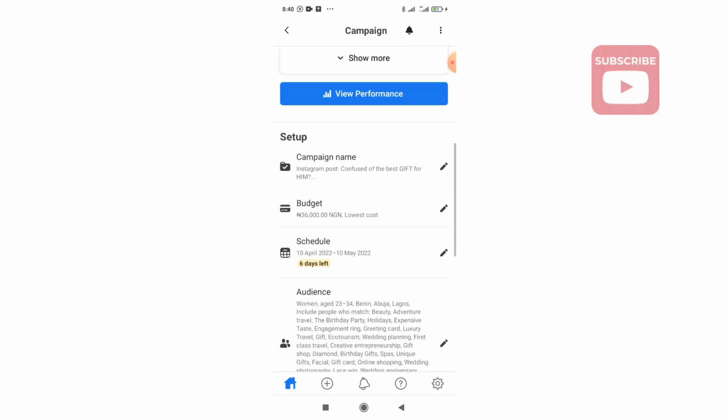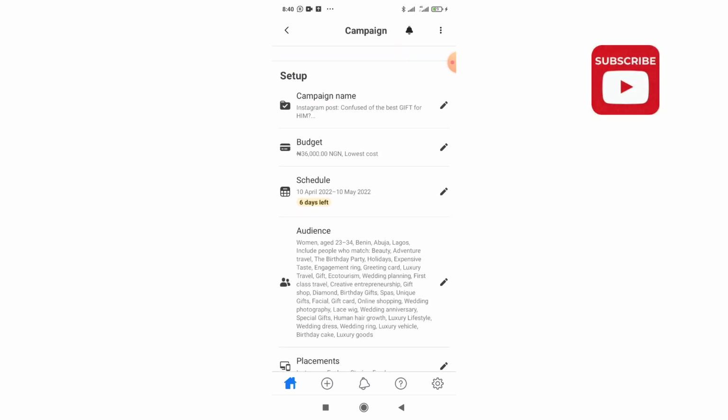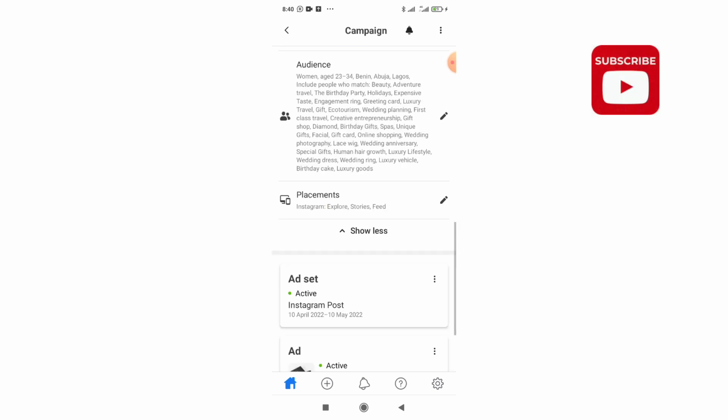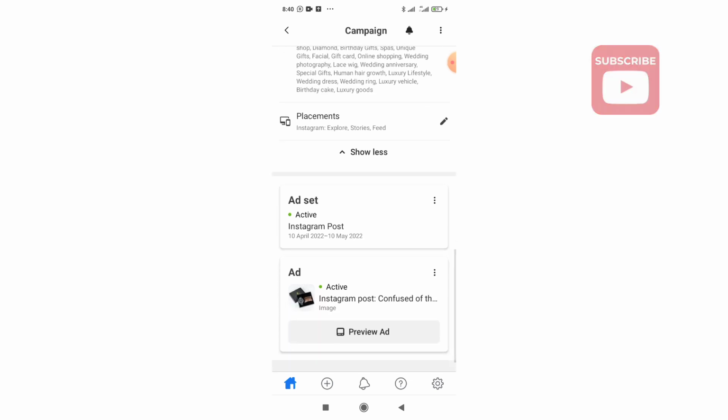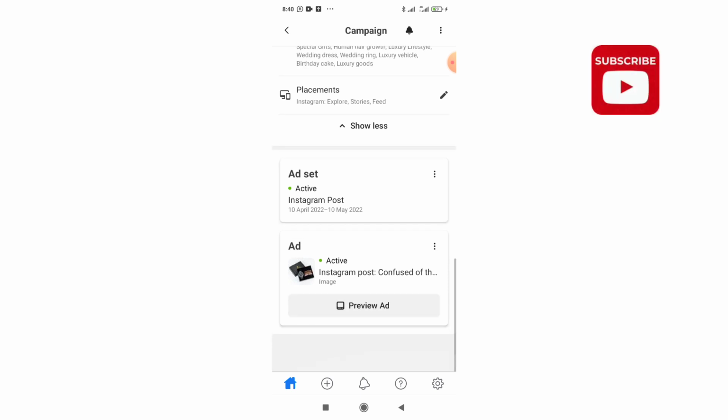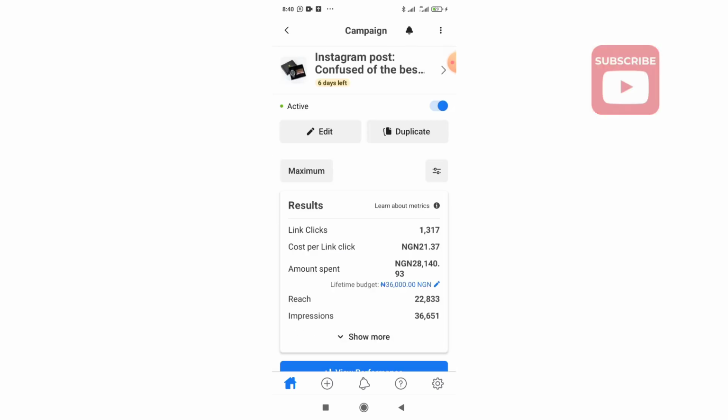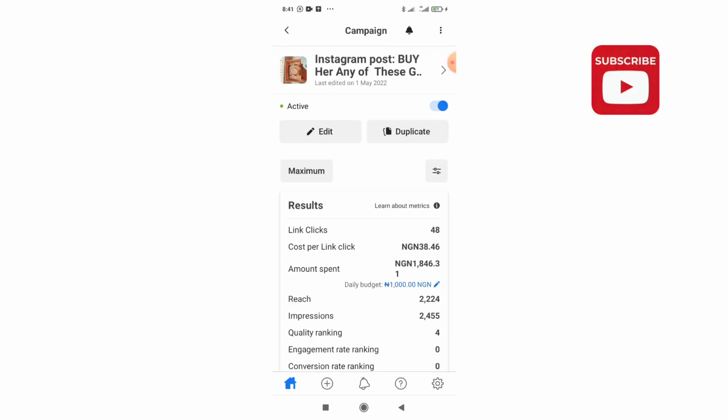All I have to do is come to schedule, increase the advert days, increase the budget, and save. Okay, so placement: Instagram is showing this advert to people on my Instagram feed, on my Instagram story, and on the Instagram explore page. This particular advert, I started running on the 10th of April 2022. So this is where you can check, edit and extend your advert.